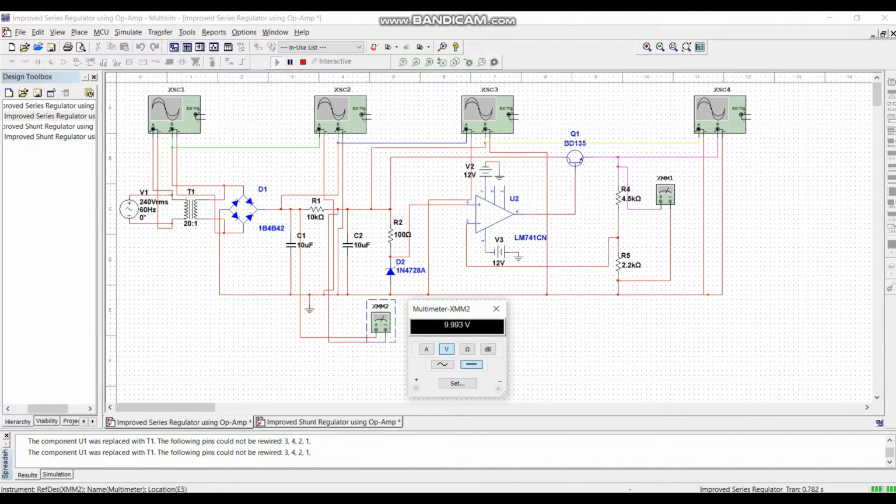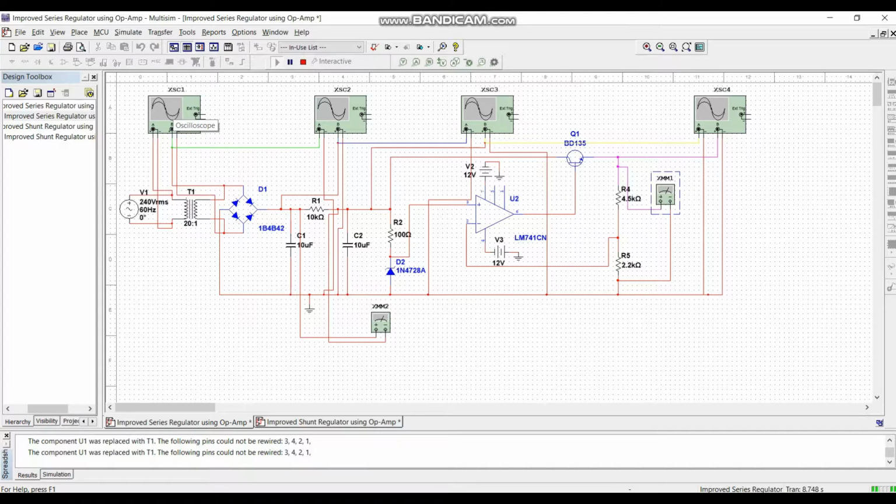For the input we got 9.993 volt, which is close to 10 volt. We chose 10 volt. Okay, for the output we get 5.702 volt. Okay, now let's look at the waveform.